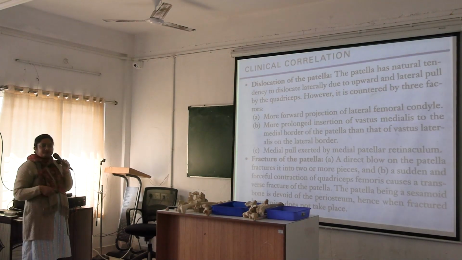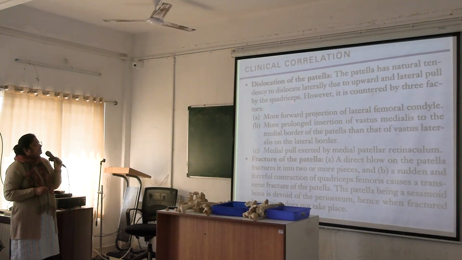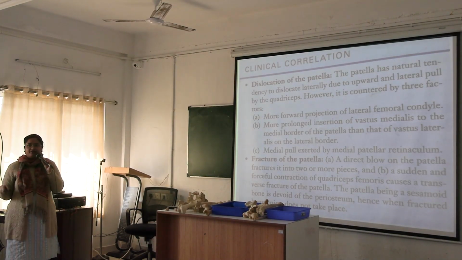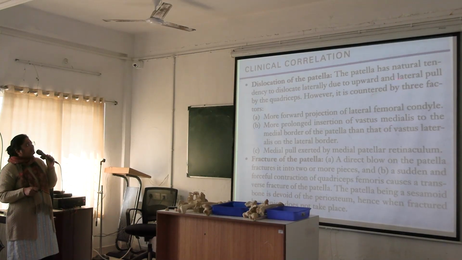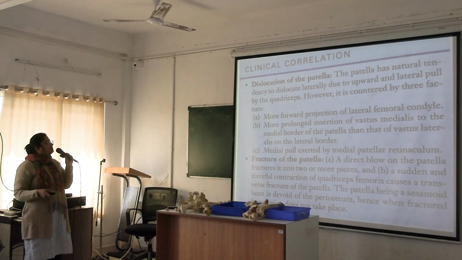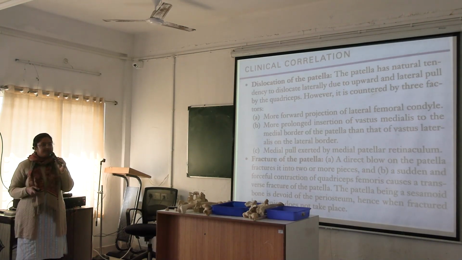Fracture of the patella is also a very common condition. Next is dislocation. Dislocation very commonly occurs during football or so. This comes in your explain why question, a very important explain why question: why does the patella dislocate laterally?